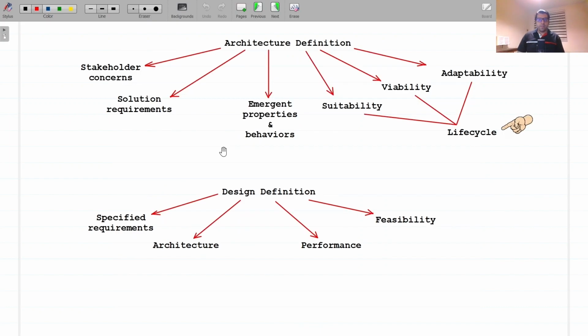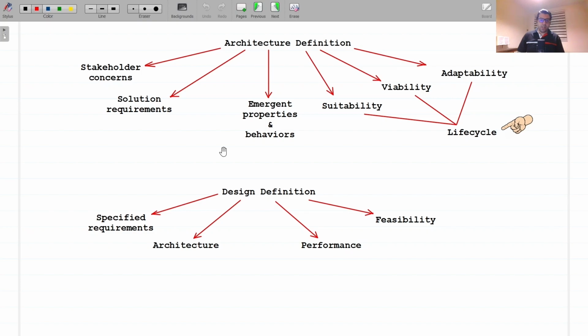The architecture definition process focuses on the understanding and resolution of the stakeholder concerns. It develops insights into the relation between these concerns, the solution requirements, and the emergent properties and behaviors of the system. Architecture focuses on suitability, viability, and adaptability over the life cycle, and effective architecture is as design agnostic as possible to allow for maximum flexibility in the design trade space. It focuses more on the what than the how.